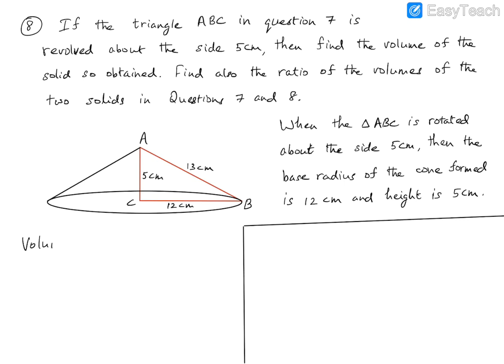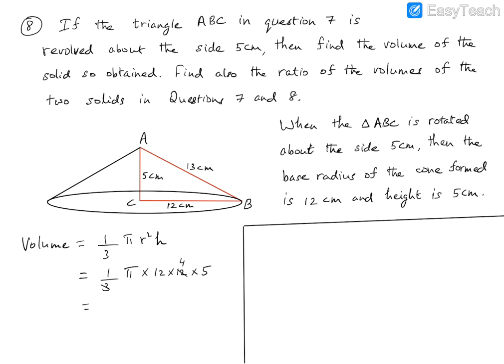So volume equals 1 over 3 pi r square h. So it's 1 over 3 pi. We are going to keep it as it is now. R is 12, so r square is going to be 12 into 12, and the height of the cone is h, which is equal to 5 centimeters. So we can simplify this. 3 will go in one of these 12s 4 times. So we'll get 12 into 4, 48 into 5.